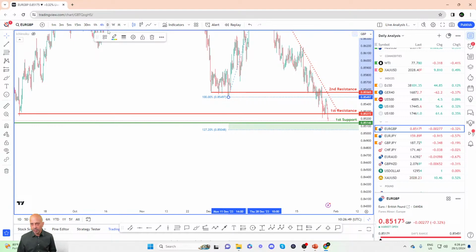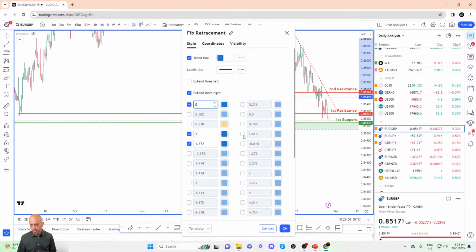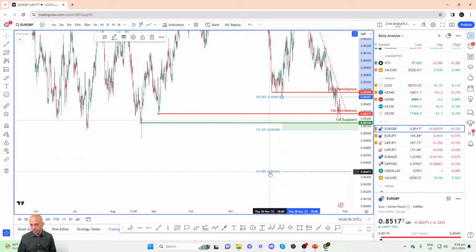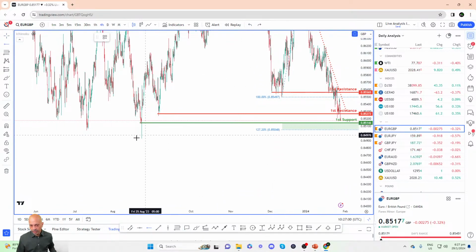Let's just see where the 161 is, because we are probably going to need that to identify the second support. Or is that way too far? Okay, this is just simply way too far. That doesn't make sense.